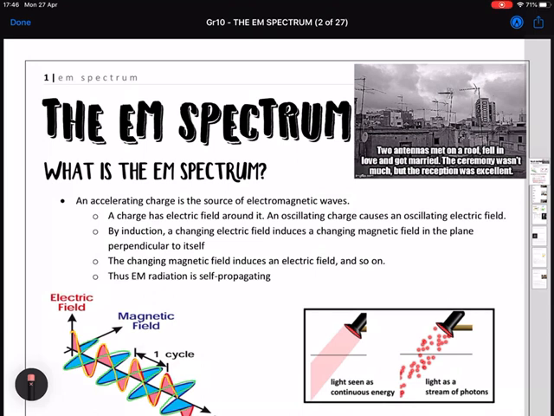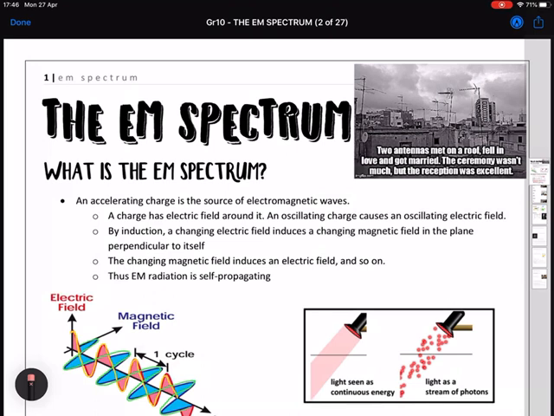So sound travels at a speed of about 1,000 kilometers an hour in air, but it'll travel much faster in a liquid, that's a more dense medium, and even faster in a solid. When we talk about electromagnetic radiation, we say that it's self-propagating because it doesn't need a medium to travel. So the electromagnetic spectrum is made up of electric waves and magnetic waves.